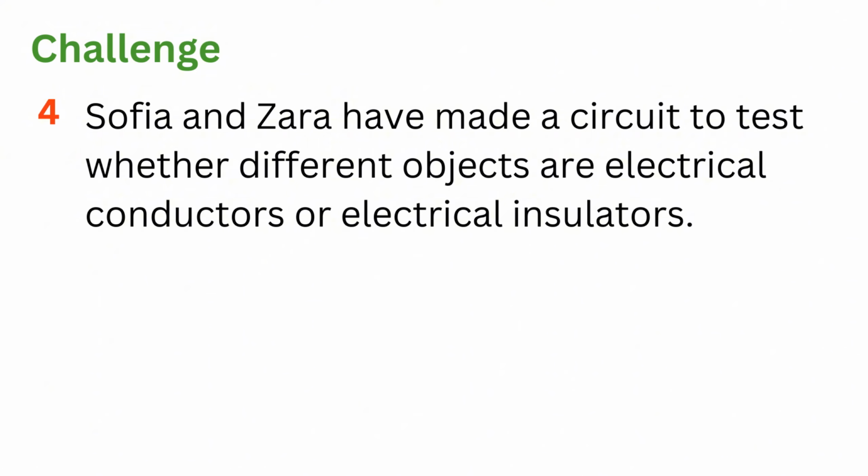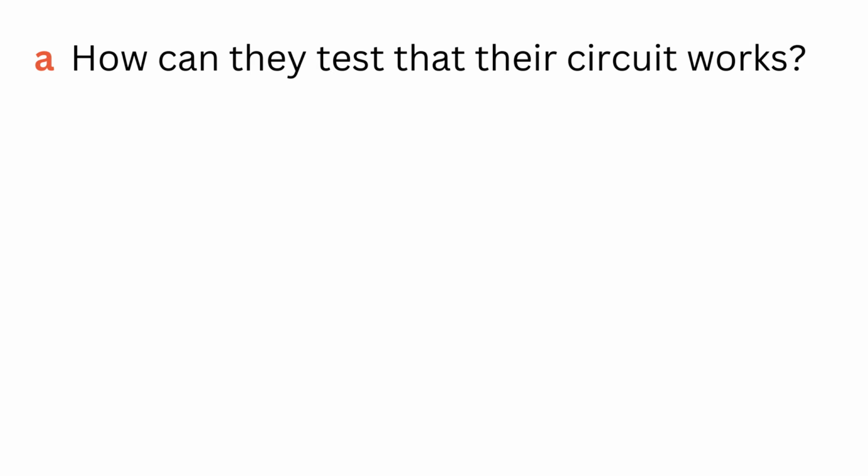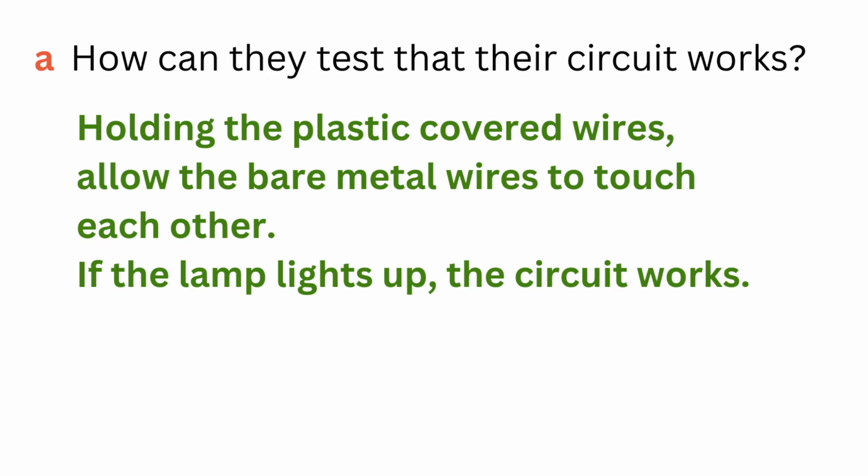Challenge. Question number 4. Sophia and Sarah have made a circuit to test whether different objects are electrical conductors or electrical insulators. A. How can they test that their circuit works? Holding the plastic-covered wires along the bare metal wires to touch each other. If the lamp lights up, the circuit works.